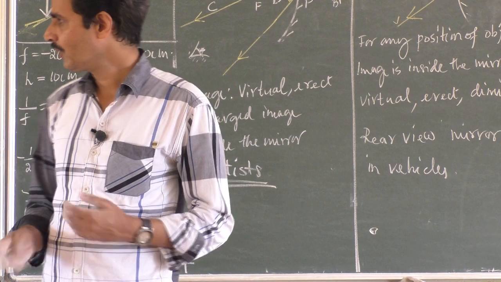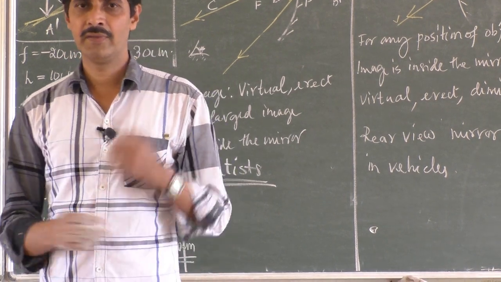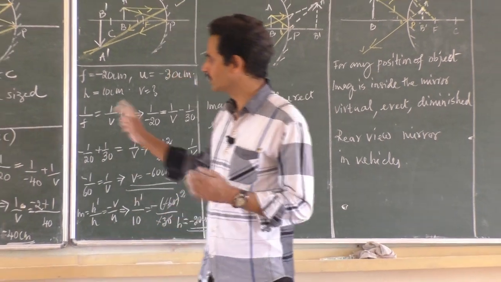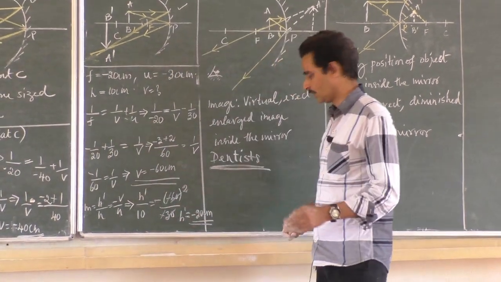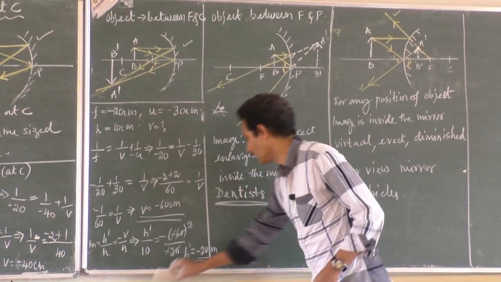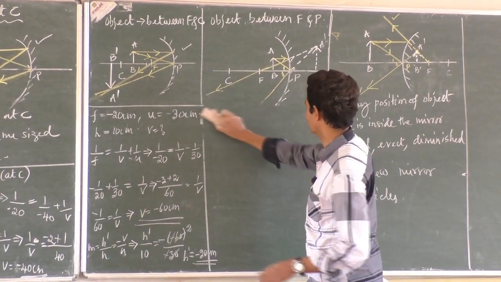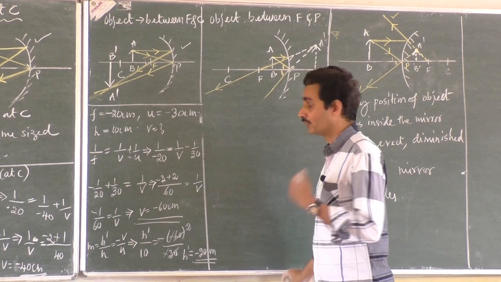So once you work out problems like this, you will definitely be able to remember all the things very clearly, because all these positions become very, very clear when you do all these things. Now come to this part of the image. What is this? The object is within the focus.